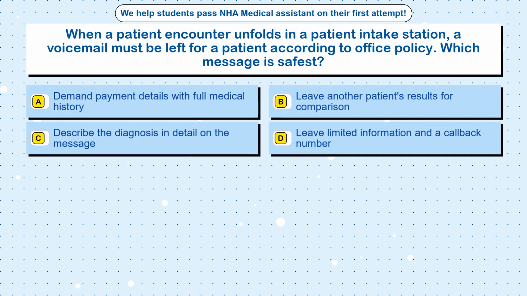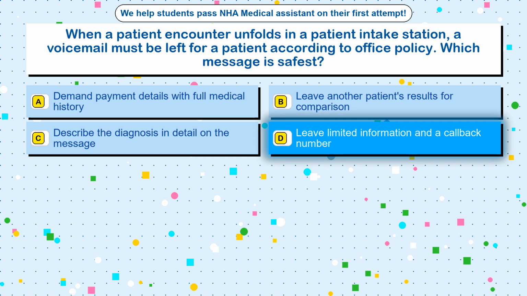Question 37. When a patient encounter unfolds in a patient intake station, a voicemail must be left for a patient according to office policy. Which message is safest? Option A, demand payment details with full medical history. Option B, leave another patient's results for comparison. Option C, describe the diagnosis in detail on the message. Option D, leave limited information and a callback number.